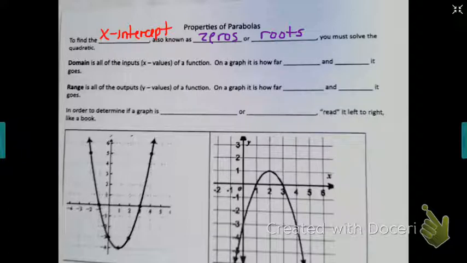So here's how they describe it. Domain is all the inputs, or it's the x values of a function. It's how far left and right it goes. So with the graph, you start on the left, and then you go to the right, and you see how far left and right it goes if it asks for domain. Okay? The range is the y values, and it has to do with going up and down. So domain is left and right. Think about the x-axis. Range is up and down. Think about the y-axis.